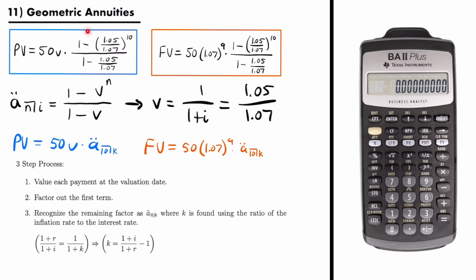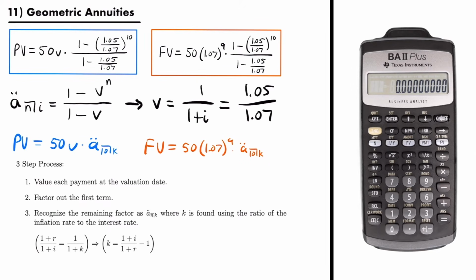Once again, here's our two calculations. We can represent this expression as the present value of an annuity-due, right? Because this is the notation for the present value of an annuity-due, and it's equal to this expression right here, which is very similar to this expression and this expression if we set the present value factor, which is equal to 1 divided by 1 plus i, equal to that 1.05 divided by 1.07, right?